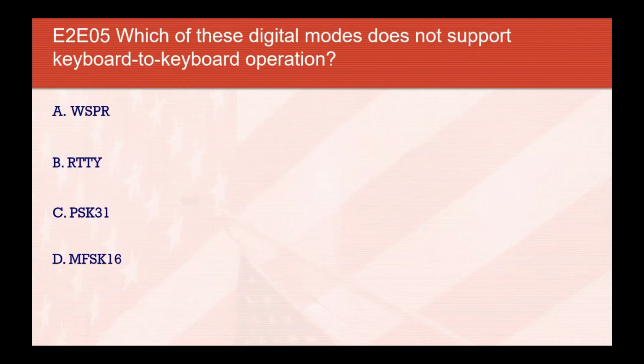Which of these digital modes does not support keyboard-to-keyboard operation? That is to say, we can carry on a two-way conversation. Obviously, we can with teletype. PSK31, obviously, we can. We do conversation on those, and MFSK16 is similar to PSK31 in that sense. The Whisper network, however, is a one-way network. We send digital signals to that in order to see how far our signal is going and how well it's being received. It does not respond, hence it's not keyboard to keyboard.